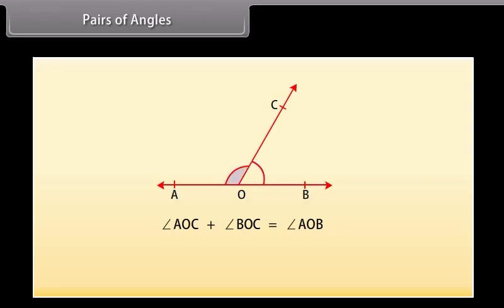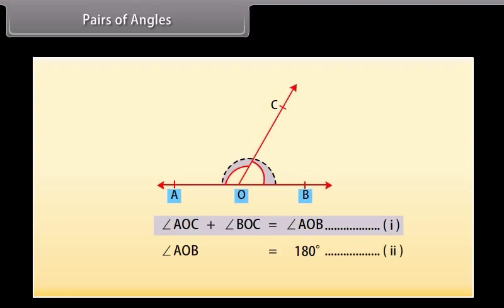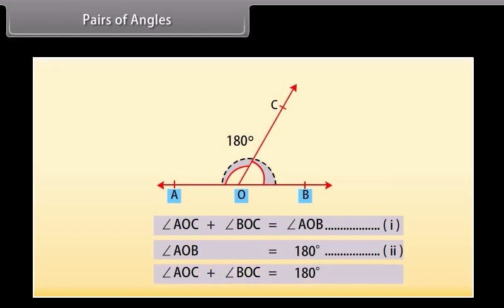Yes, because angle AOC and angle BOC are adjacent and angle AOB is the angle formed by the two non-common arms, and we have studied that when two angles are adjacent, then their sum is always equal to the angle formed by the two non-common arms. Mark it as 1. The measure of angle AOB is 180 degree because it is a straight line. Mark it as 2. From 1 and 2 we can say that angle AOC plus angle BOC is equal to 180 degree because angle AOB is 180 degree. This gives an axiom. Let's go through it.